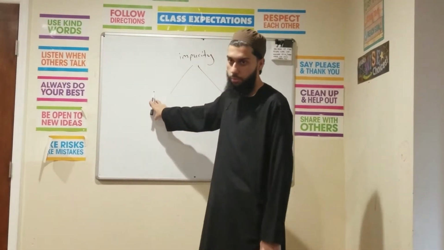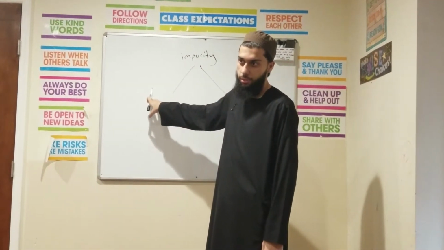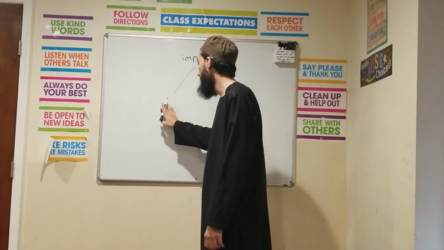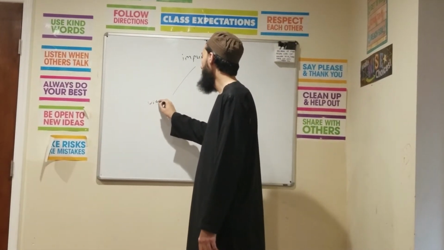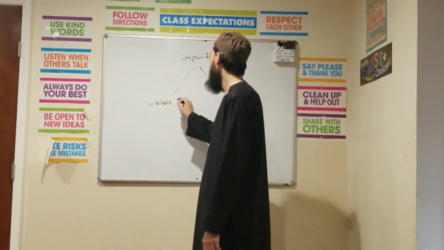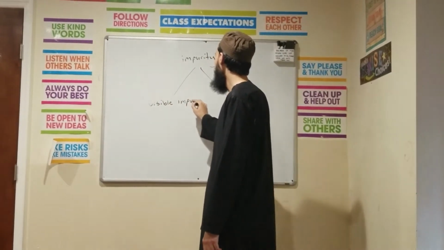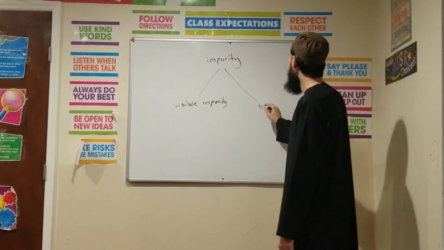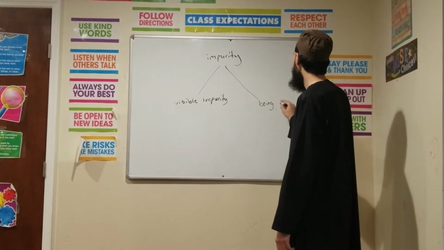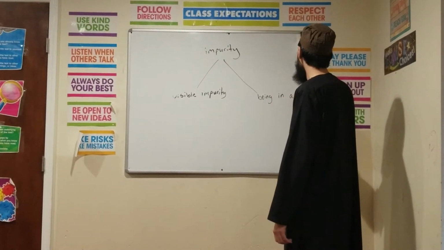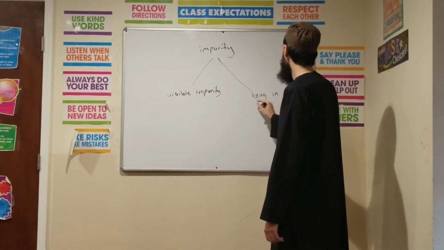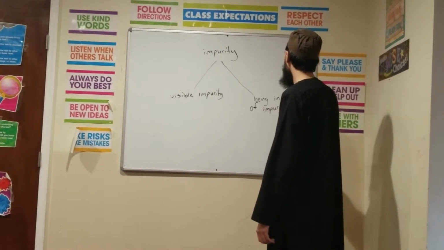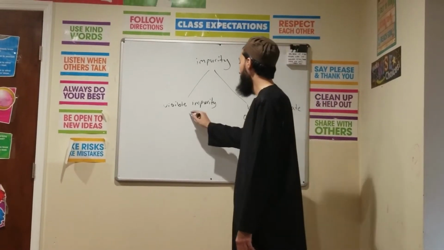You remember the two types? Yes, haqiqi and hukmi. Haqiqi was, you could say, visible impurity. And hukmi was being in a state of impurity. And each of these break down into two types. Visible impurities of two types.